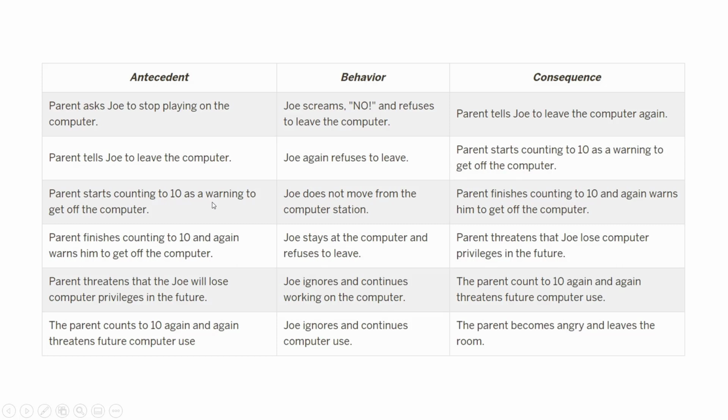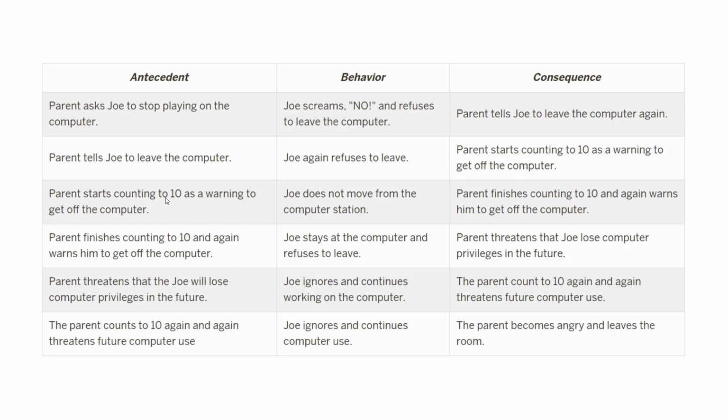Parent starts counting to 10 as a warning to get off the computer. Joe doesn't move from the computer station. The parent finishes counting to 10 and warns him to get off the computer again. So he's still not moving, and the parent wants to get him away from the computer. He's engaged in behavior, and he's still getting access to the computer.